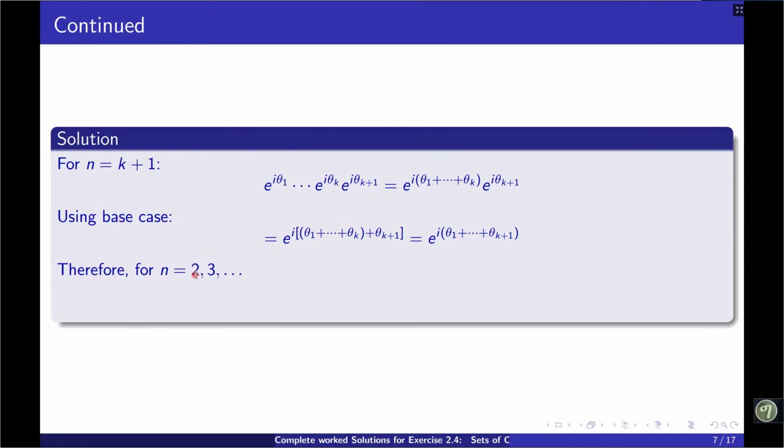Therefore, for n equal to 2, 3, 4 and so on, we have e to the power of I theta 1 times e to the power of I theta 2 up to e to the power of I theta n is equal to e to the power of I times theta 1 plus theta 2 plus up to theta n, which is the last step for the proof of this theorem by using mathematical induction.